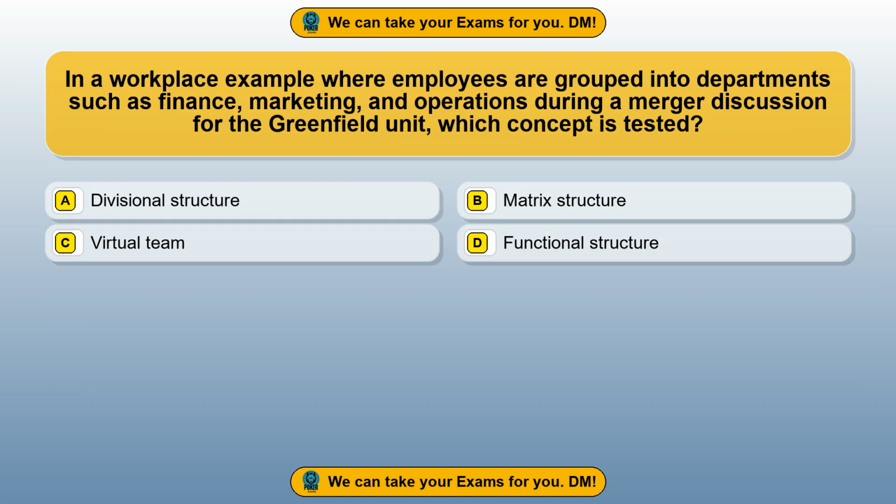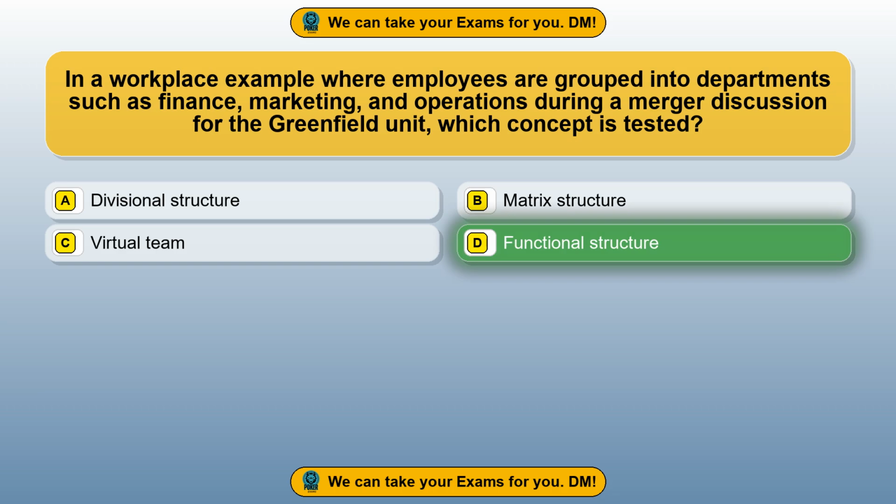Question 12. In a workplace example where employees are grouped into departments such as finance, marketing, and operations during a merger discussion for the greenfield unit, which concept is tested? Option A, divisional structure. Option B, matrix structure. Option C, virtual team. Option D, functional structure. The correct answer is option D, functional structure.